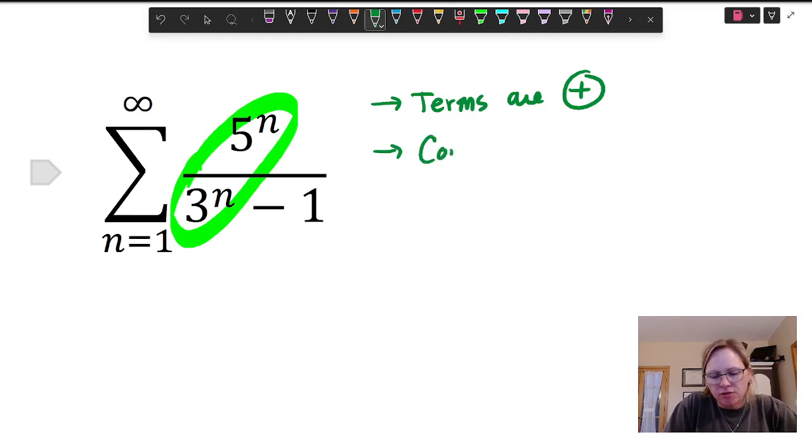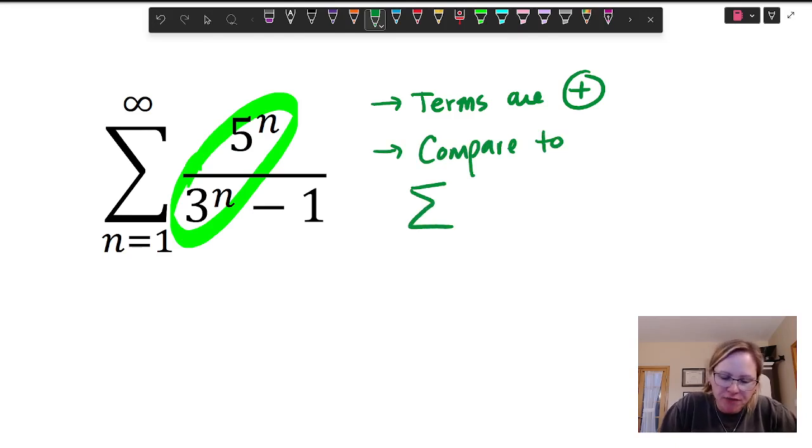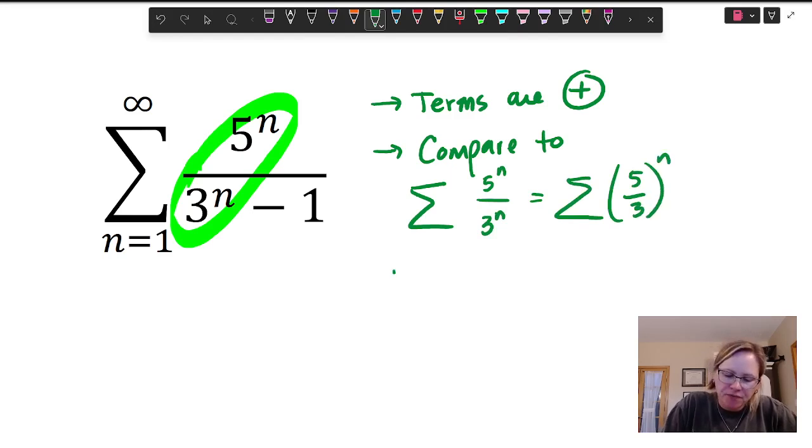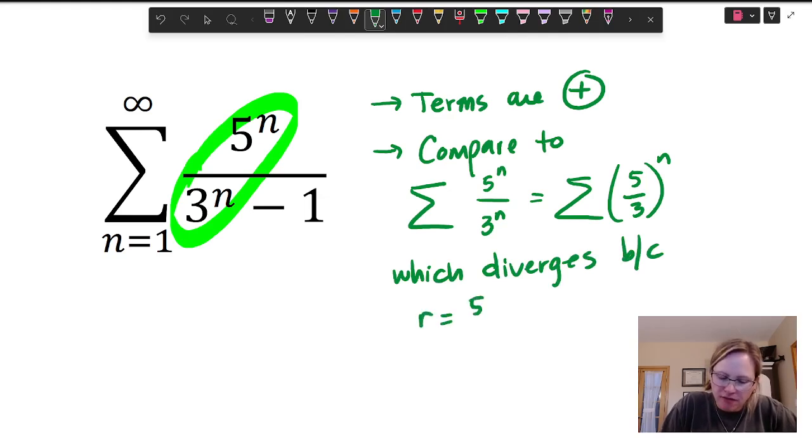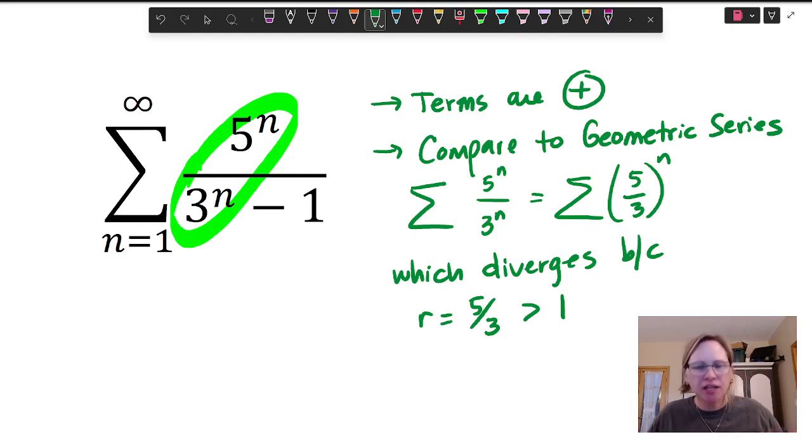Then I'm going to compare to this series. The n behavior model is going to be 5 to the n over 3 to the n, which is simply the geometric series (5/3) to the n, which diverges because r equals 5/3, and that's greater than 1. So I'm going to identify it as geometric. Any information I can give to help support my case, I want to make sure I include there. So the geometric series is a divergent series.